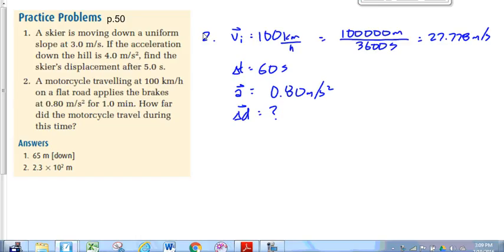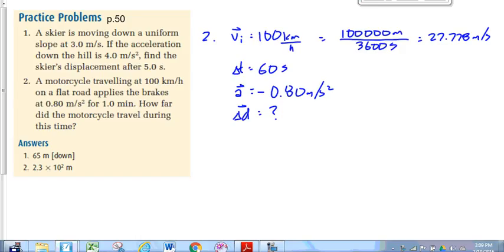What's wrong? Yeah, that's why I left a little space there, right? Why is it a negative 0.80 meters per second squared? It's slowing down, right? They don't tell you that it's negative 0.8, but they kind of do. It applies the brakes, which means it slows down, which means it's got to be a deceleration, a negative acceleration.